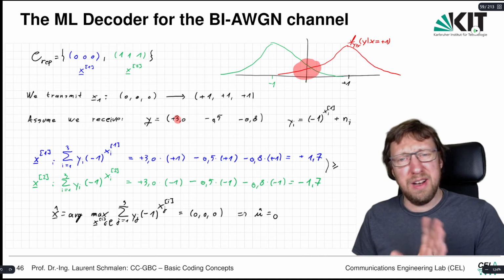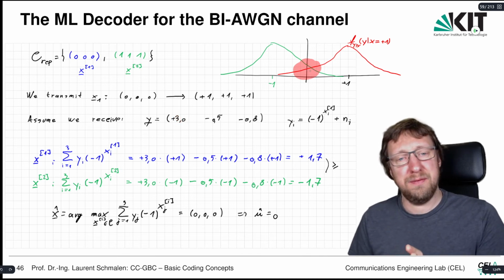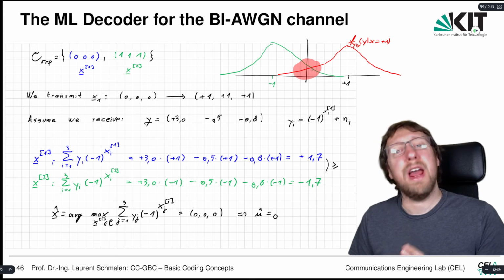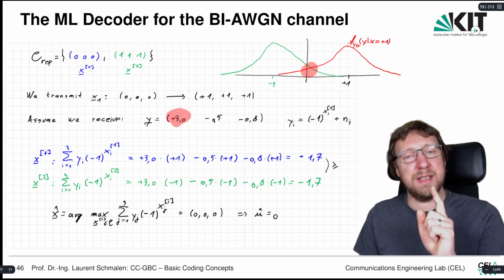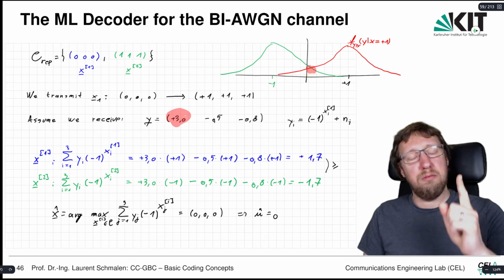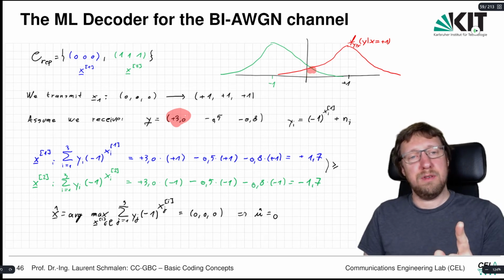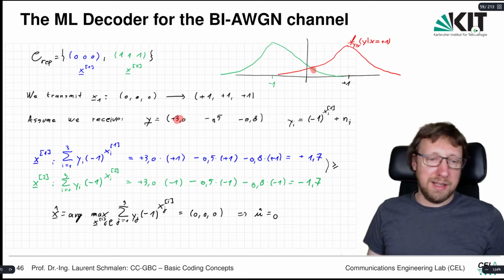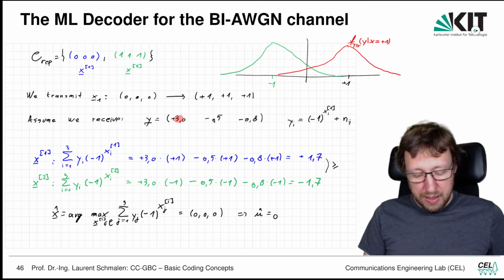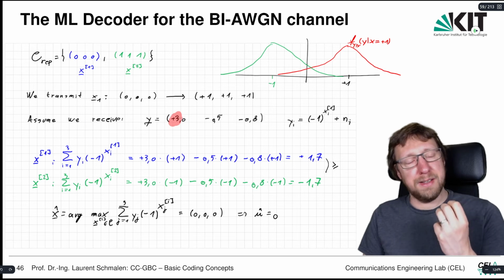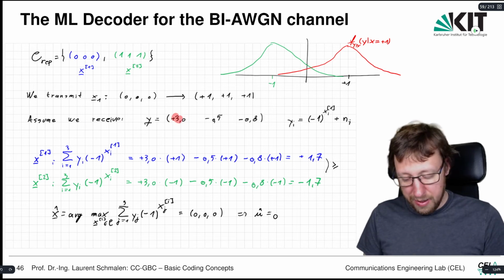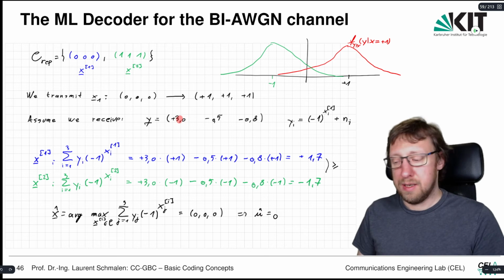They are very unreliable. They are very unconfident. So they cannot really help the decision. But this guy will help the decision. And this guy says, look, +1 has been transmitted. And mathematically, that's what we do. So this guy has a lot of opinion, a lot of voice in the decision. That's why we decode a +1.